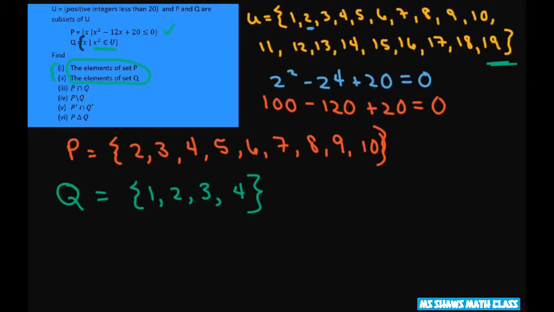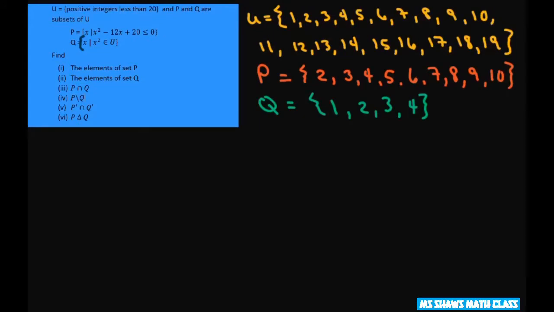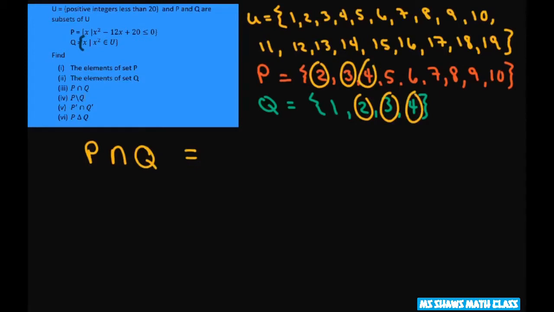Now we're going to find the intersection of P and Q. That means they're in both of them. So let's look and see what's in both. And that would be 2, 3, and 4.